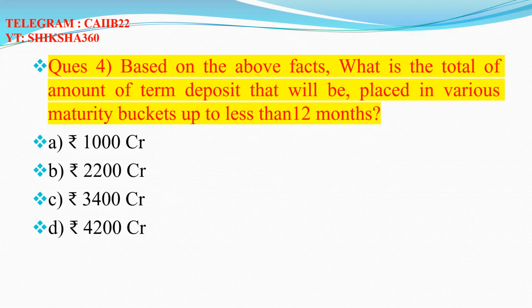So based on the above facts, what is the total amount of term deposit that will be placed in various maturity buckets of up to less than 12 months? So we have to calculate all the term deposits till 12 months, up to 12 months.